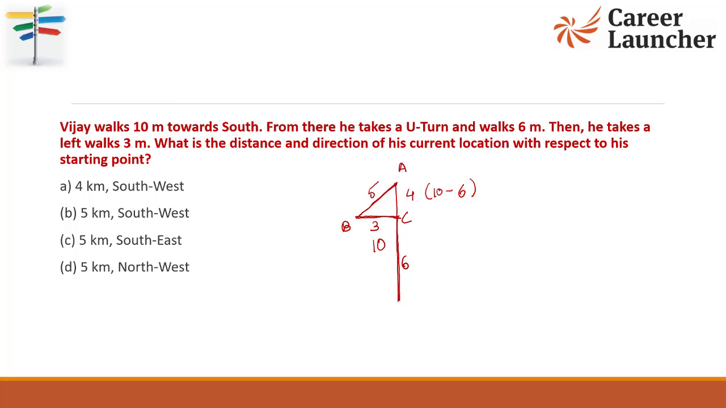So now the other part of the question, the direction of his current location with respect to his starting point. So it's like he was here. A is the starting point and B is the end point. So this direction would be, this is your west and this is your south. So direction is southwest. Answer should be 5 kilometers southwest.